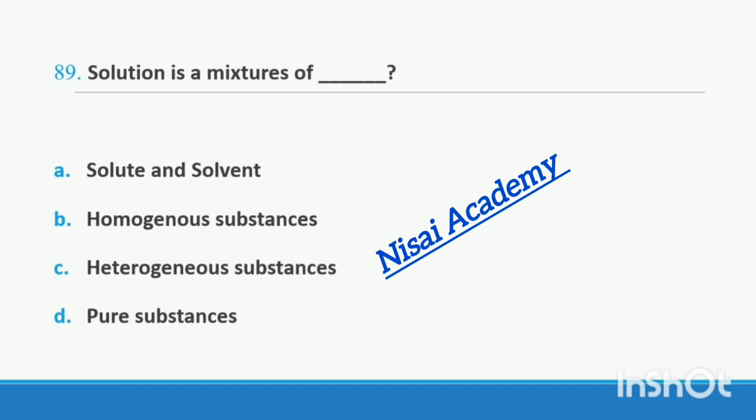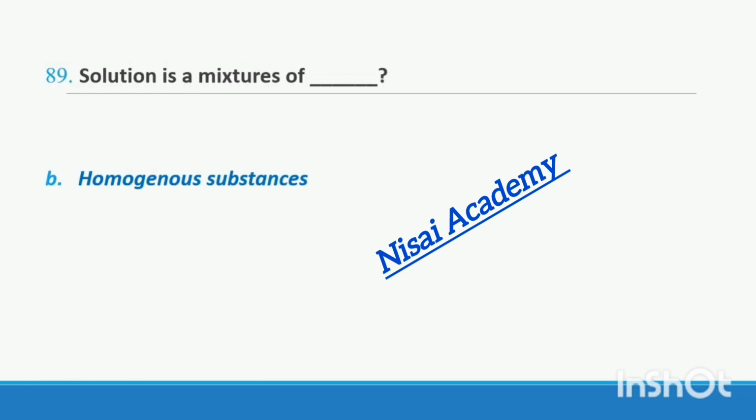Question 89. Solution is a mixture of option A solute and solvent, option B homogeneous substances, option C heterogeneous substances, option D pure substances. Solution is a mixture of homogeneous substances. Right, option B.